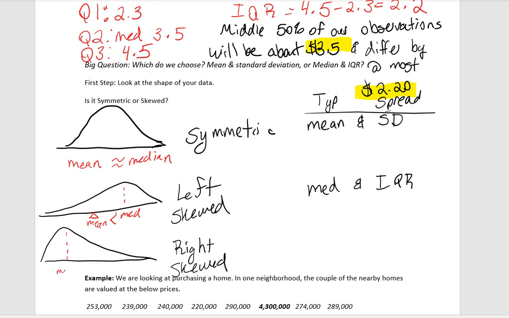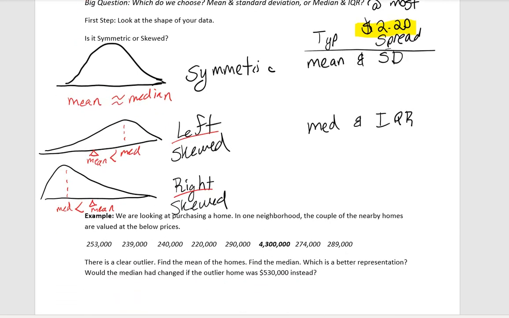And here, the median is going to be by the center, whereas the mean is going to be pulled to the right, so the median will be less than the mean. So these are nice ways to decide if it's left or right skewed if all you have is the data and not a histogram.